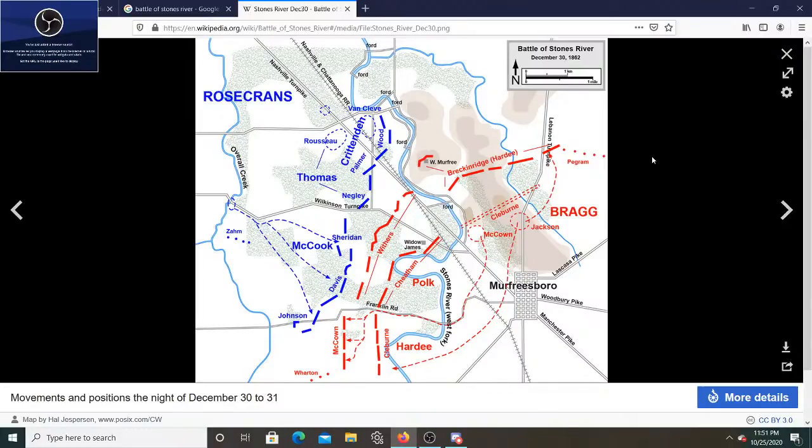Anyway, do you have any thoughts on Stone's River? Not especially, no. We did visit this place, though, right? We did, man. That's where we had the photo.